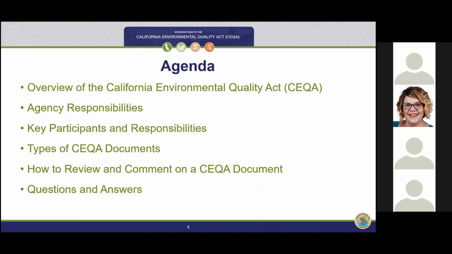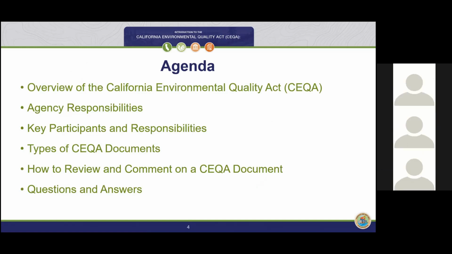So for our agenda tonight, Brian did a pretty good job outlining the presentation we have lined out for you. It's intended to be about a 30-minute presentation followed by an hour of Q&A. And as Brian mentioned, it's going to be an overview of the California Environmental Quality Act. That's the state law that governs the environmental process for most public and private projects in California. It is most commonly referred to by its acronym, CEQA.